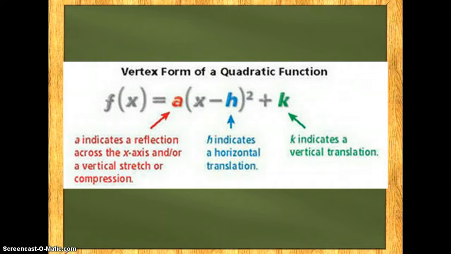H is inside the parentheses, and if you remember, inside parentheses means horizontal, and what you see is opposite, so minus h would mean that you would be going to the right, not the left, but the h does indicate that it is a horizontal translation.